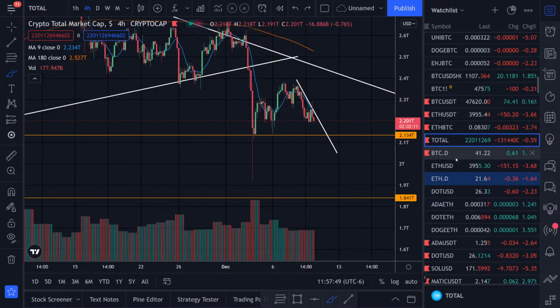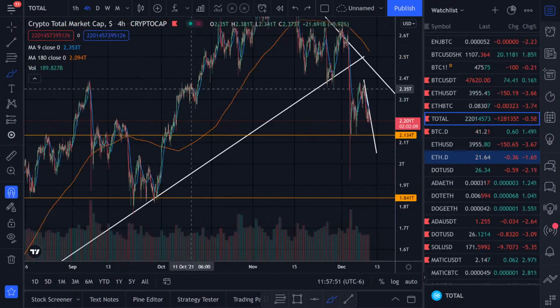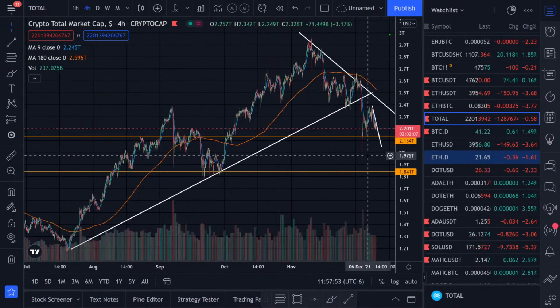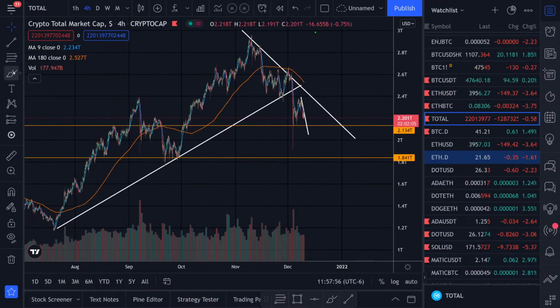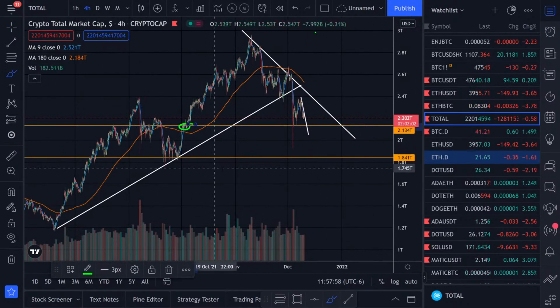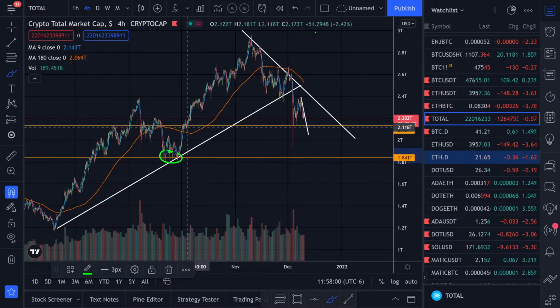Let's jump over to Bitcoin. So now we've established it looks like we're trending down on the crypto market. So in general, what I'm looking at on the other charts are previous support levels.